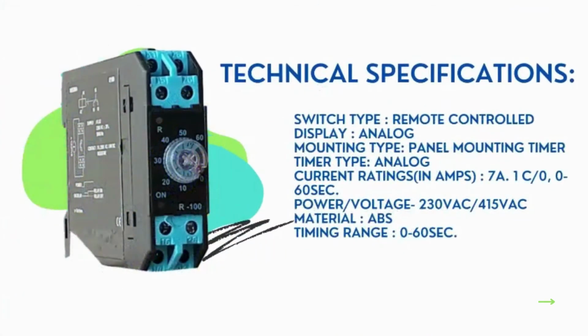So further we will talk about technical specifications and features of the delay timer. Switch type is remote controlled, display analog, mounting type panel mounting timer, timer type is analog as we have seen in our working video. Current rating is 7 ampere and the range of timer is 0 to 60 seconds. Power or voltage is 230 volt AC or 415 volt AC. Material is ABS. Timing range 0 to 60 seconds.